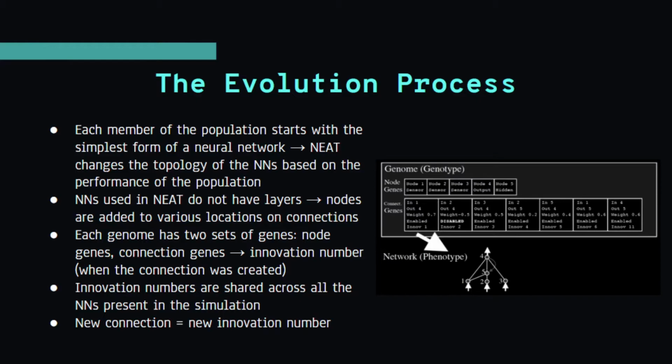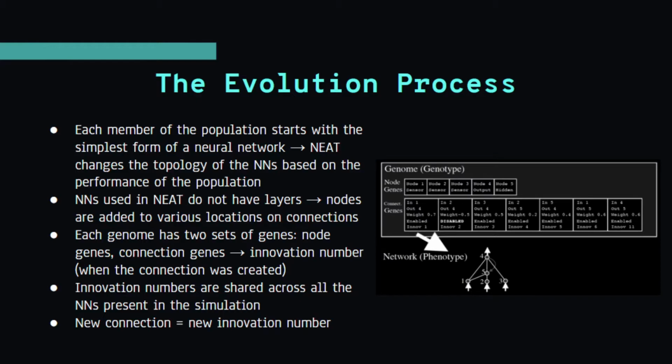So neural networks used in NEAT do not have layers, which is also something I explained before. The nodes are added to various locations on the connections of each node. So each genome individual has two sets of genes. They have node genes and they have connection genes. And these connection genes also have an innovation number. So I'll talk about that more right now.